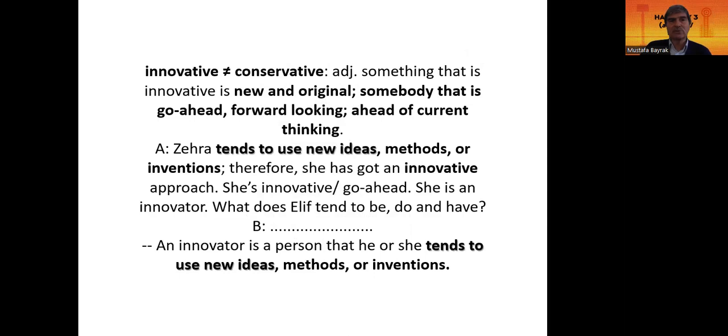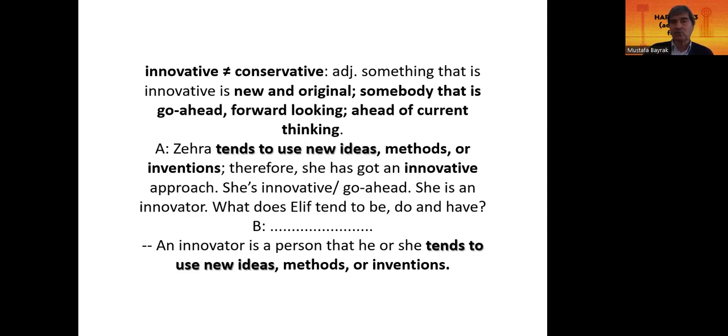Innovative, you know this, I am sure, means the opposite of conservative. Something that is innovative is new and original. Somebody that is go-ahead, forward-looking, ahead of current thinking. Zehra tends to use new ideas, new methods, or inventions. Therefore, she has an innovative approach. She is innovative. She is an innovator as a noun.